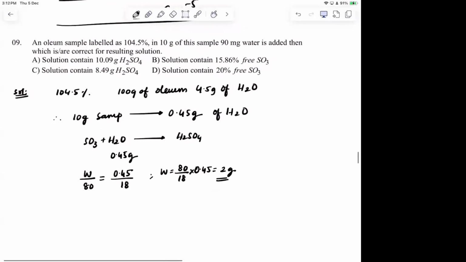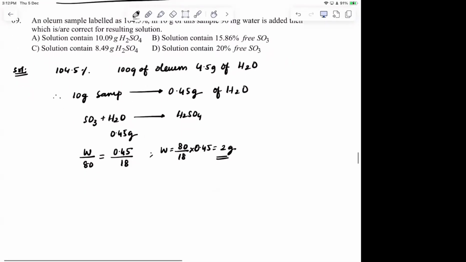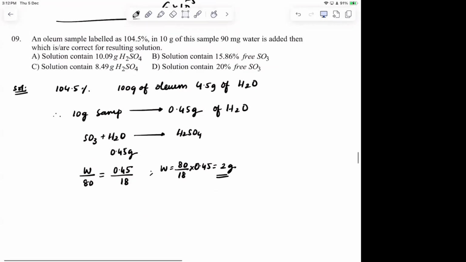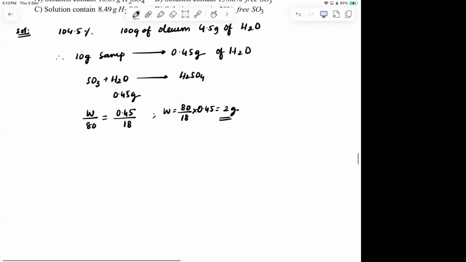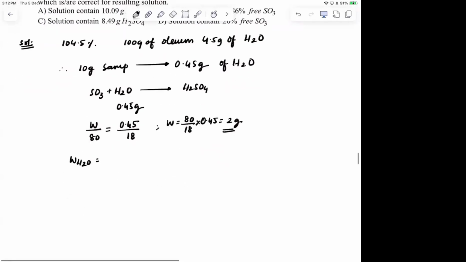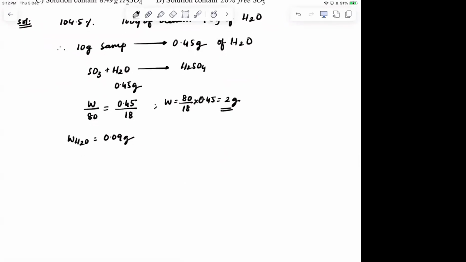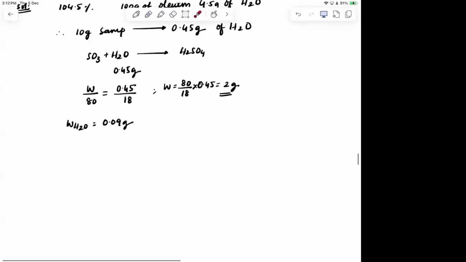Next, 90 milligrams of H2O is further added. So the weight of H2O further added is 0.09 grams. Okay, we got 0.09 grams, which will react with the rest of the SO3 which is present here.